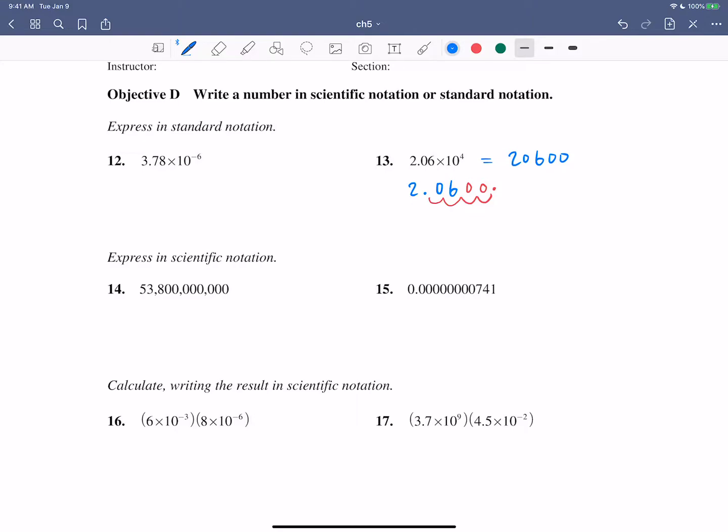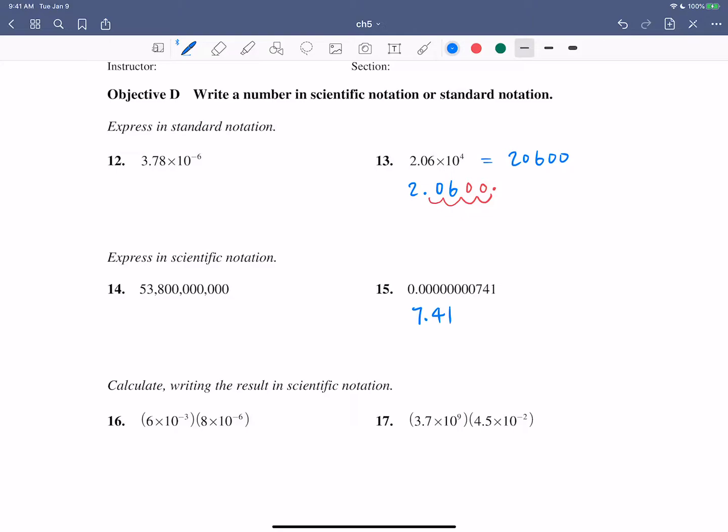Number 15. This is a very small number. As you can see, you have a lot of zeros after the decimal point. Again, it's a very good example to demonstrate how you could rewrite this in scientific notation. First, we're going to use all the digits that you see here to rewrite a number that's between 1 and 10, including 1. The only choice that we have in this case will be 7.41.